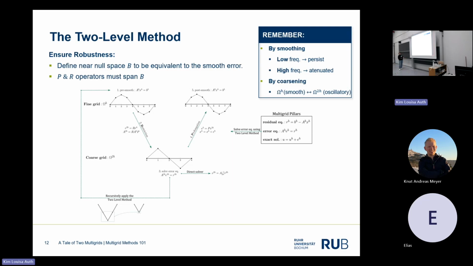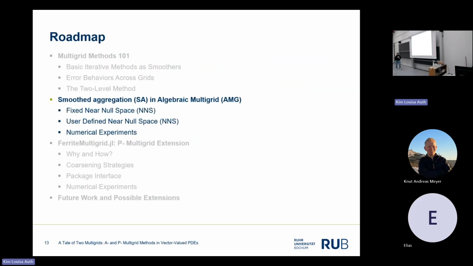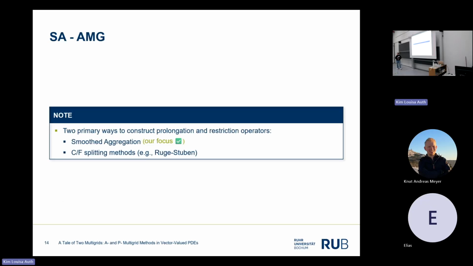So what about B? How does this B look like? Is it a vector? Is it a matrix? And moreover, is it something that is fixed, or is it a variable that depends on the problem that you are solving? So this takes us to the first problem we are trying to solve: AMG only works for scalar valued problems. So let's go to AMG. Quick note that in AMG, algebraic multigrid, there are two primary strategies to construct the prolongation and the restriction operators. The first strategy is smooth aggregation, and the second strategy is Ruge-Stüben. In this section, we are focusing only on smooth aggregation. So whenever I say AMG, I mean smooth aggregation.